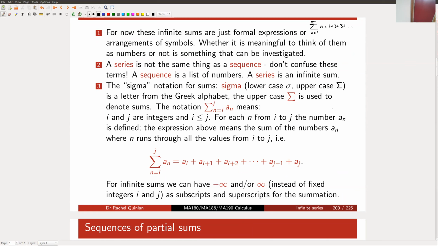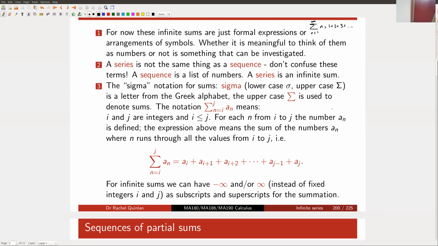Okay, second remark. This is an important one. Just as usual in calculus, there are lots of different words floating around in our vocabulary, and it's important not to confuse them. So a series is not the same thing as a sequence, even though the two words are of similar use. So try not to confuse the words sequence and series.